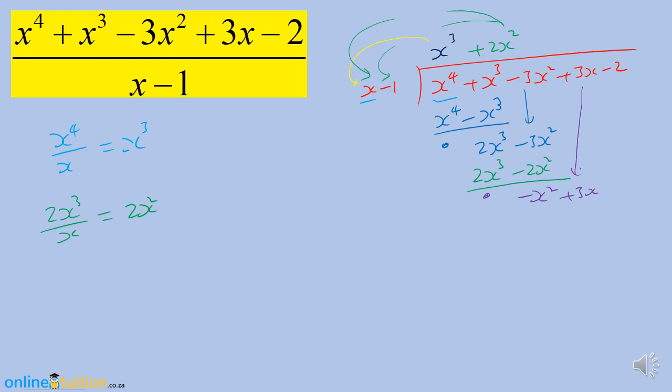Order 2, order 1, continue dividing. So minus x squared over x is minus x. Housekeeping. This for you now. Multiply the minus x out there. So minus x times x is minus x squared. Minus x times minus 1 is plus x. And we're going to subtract. So that's going to be a 0. 3x minus x is 2x. Don't forget, bring that down. So that's minus 2. Oh, we're almost there, almost there.